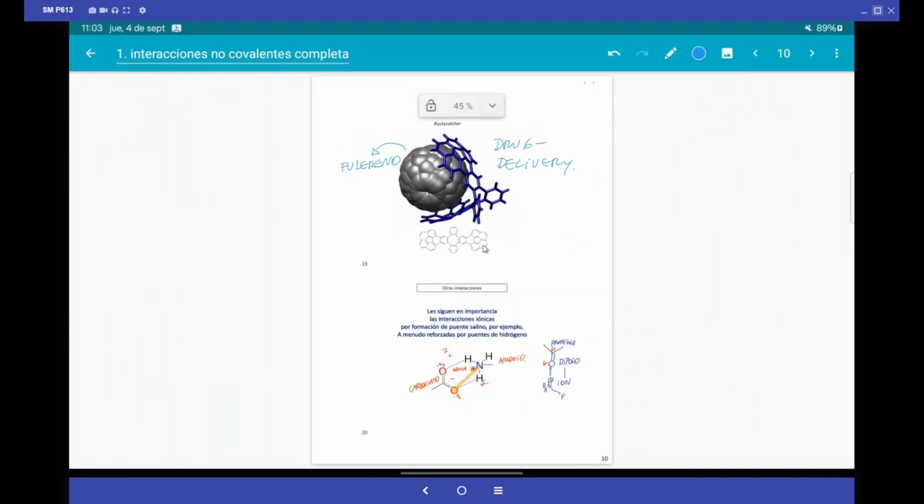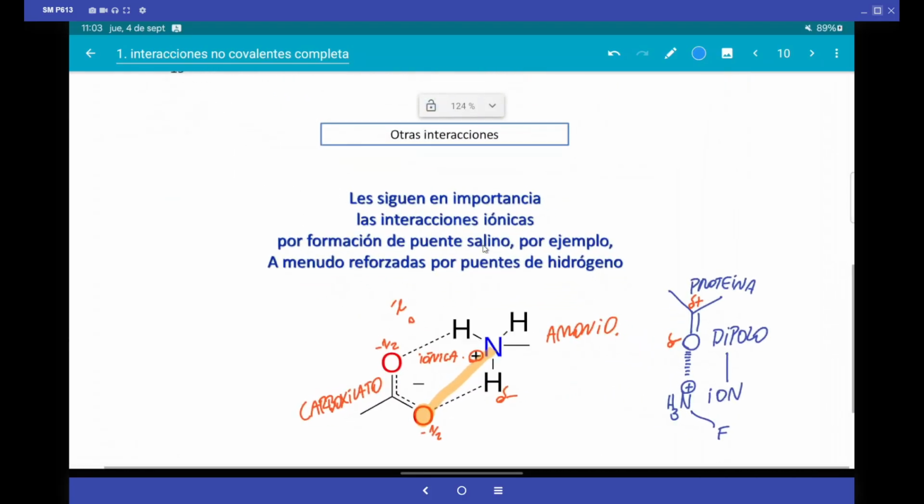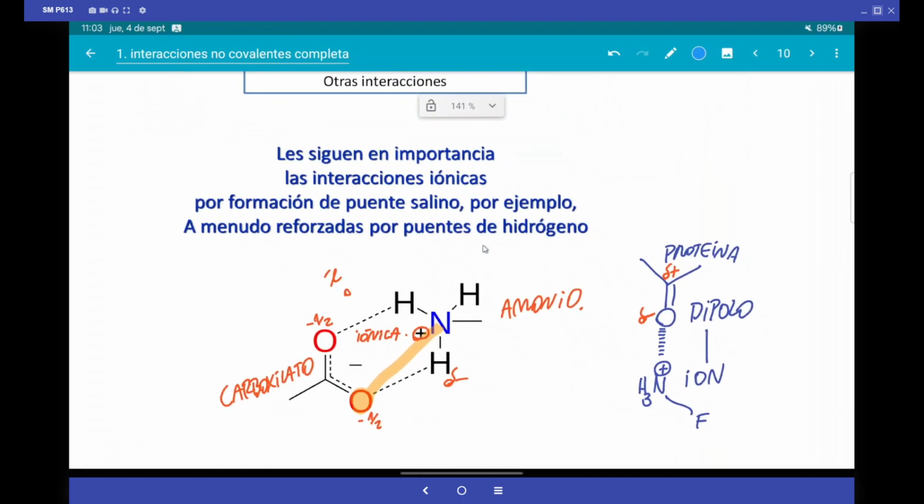And now it says here, other interactions. They follow in importance. No longer pi-stacking, but ionic interactions, such as salt bridge formation, often reinforced by hydrogen bonds. In this image, we have a double interaction taking place between an anionic residue and a cationic residue. Let's suppose that the carboxylate came from an amino acid residue.